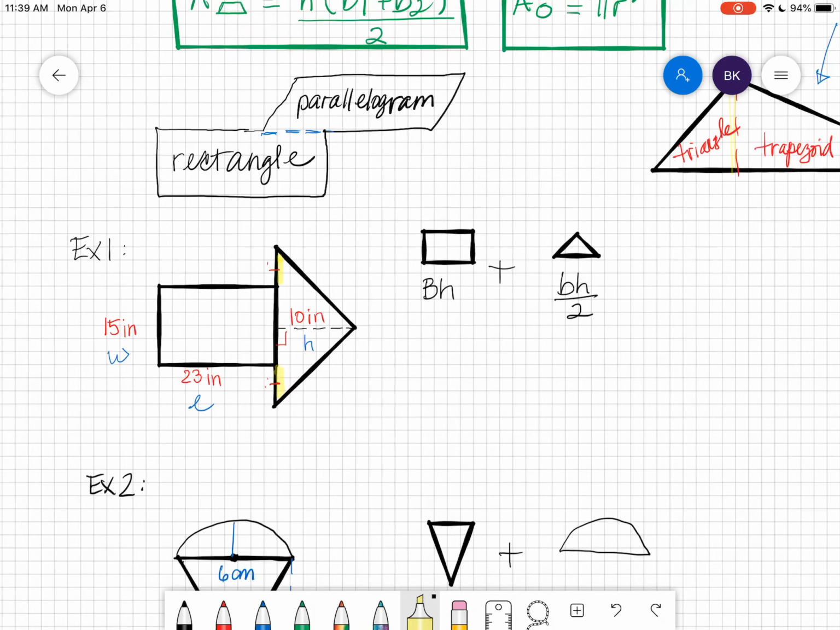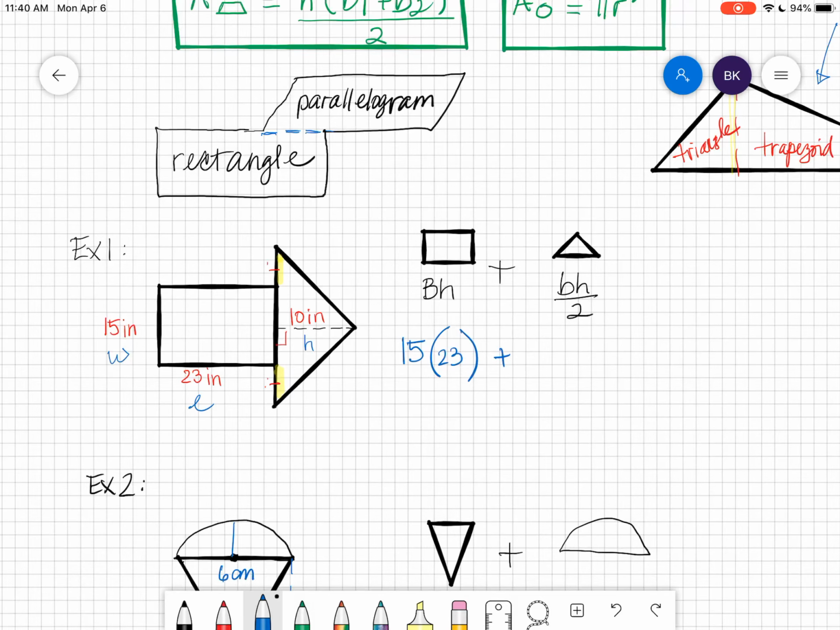So in the rectangle, it's pretty clear that length and width, or base and height, are 15 and 23. So what we're going to do is we're just going to multiply 15 times 23 plus, and then let's take a look at the triangle.